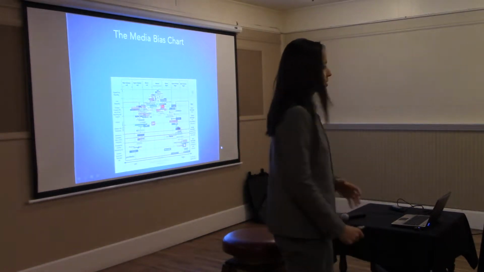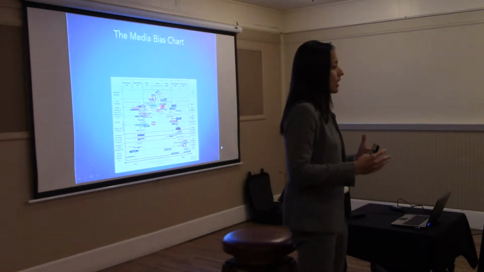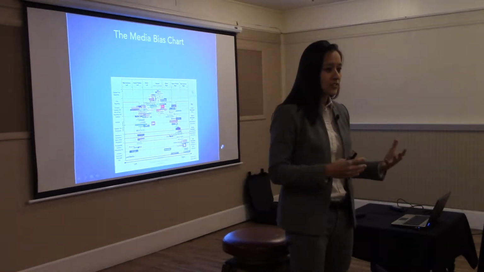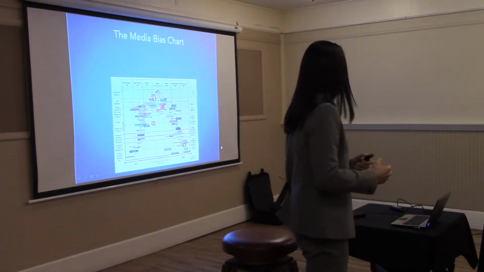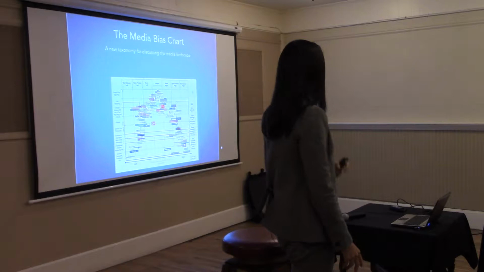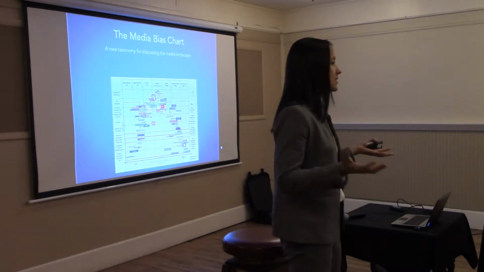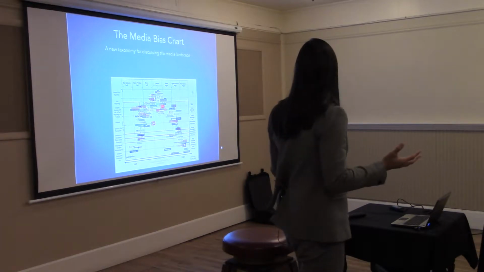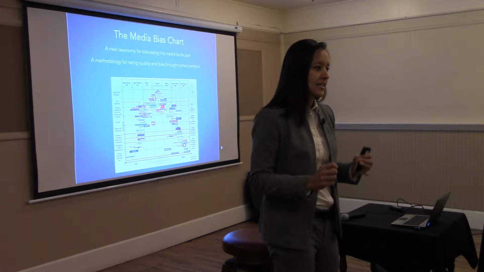So the media bias chart, a lot of you have seen it on the internet. Maybe you have seen other versions of it, previous versions over the last 2 years. This is about its 4th iteration, and it's really 2 things. One, it's a new taxonomy for discussing the media landscape. It's a system of classification, and it's a methodology for rating quality and bias on that taxonomy.